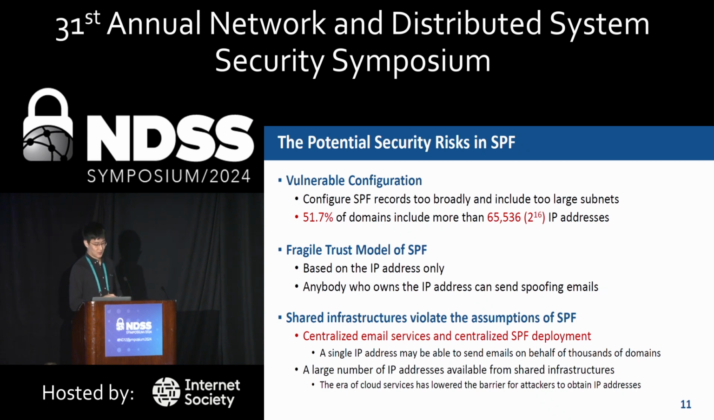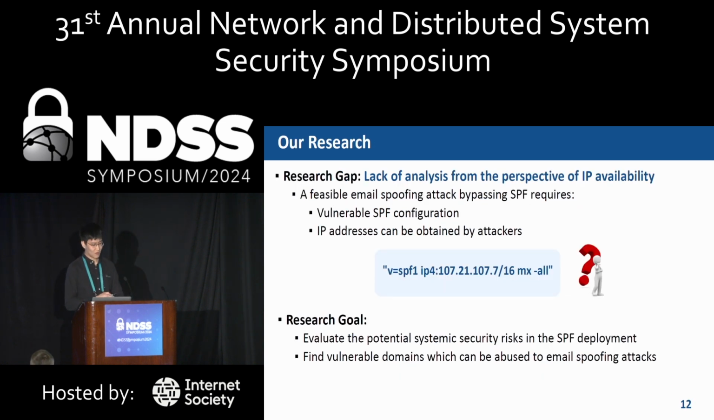What's even worse, in the era of cloud services, centralized email service and centralized SPF deployment are common. In this way, a single IP address may be able to send emails on behalf of thousands of domains, which violates the assumption of SPF. All these potential security risks in SPF provide opportunities for attackers to conduct email spoofing attacks bypassing SPF.